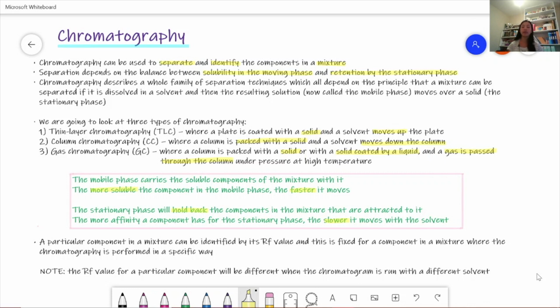A particular component in a mixture can be identified by what we call its retention factor value, or its RF value. This is fixed for a component where the chromatography is performed in a specific way. One really important thing to know is that the RF value for a particular component will be different depending on which solvent you use.